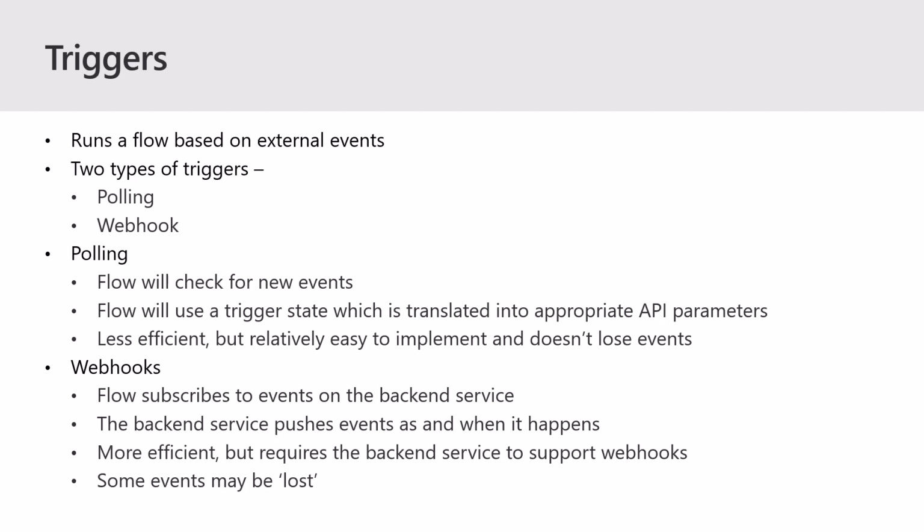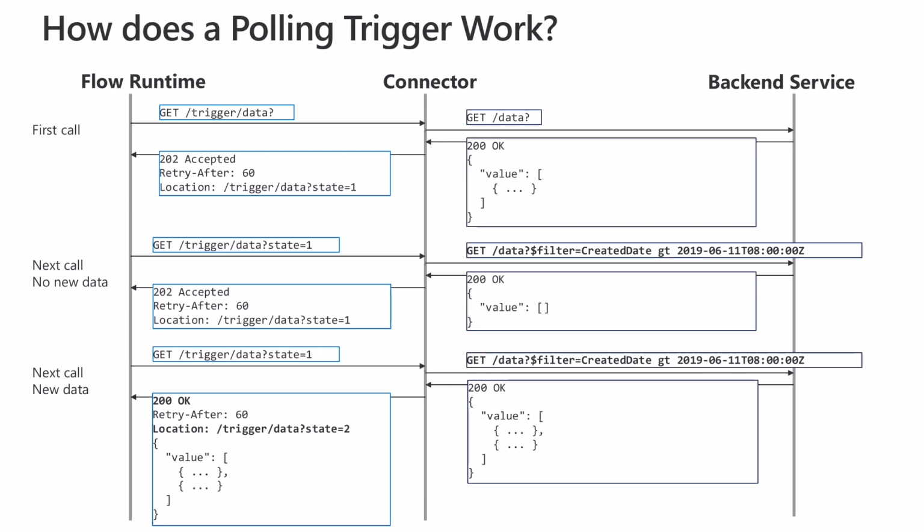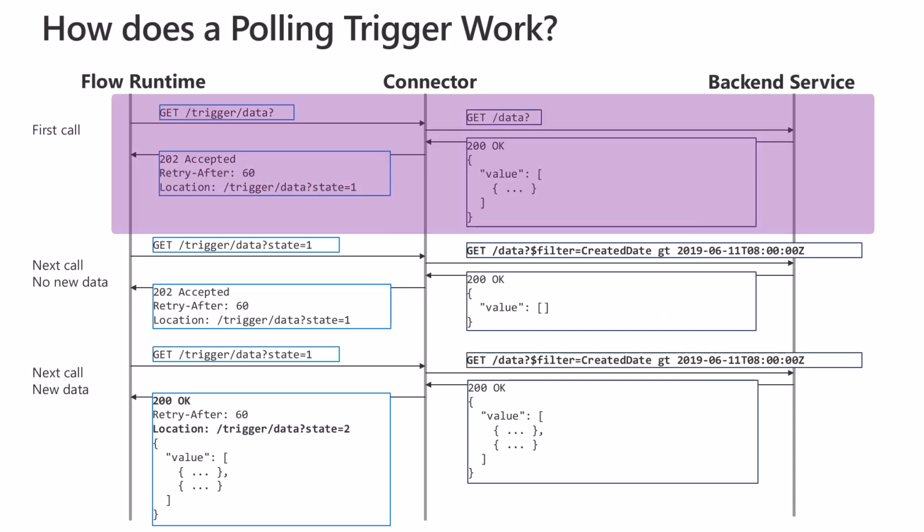Let's take a closer look. The flow runtime invokes an initial call on the trigger to the API in the connector. The connector will then call the backend service. The backend service then returns all the current data back to the connector. The connector in turn returns an accepted message, a retry interval, and a location header that includes the current state. The retry interval is in seconds. The first call is always used to establish the preliminary state of the data.